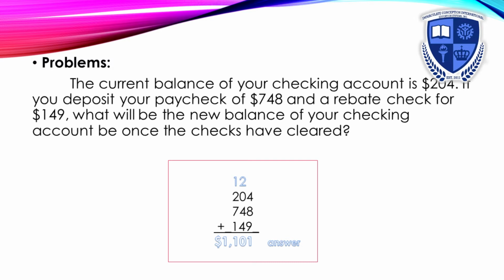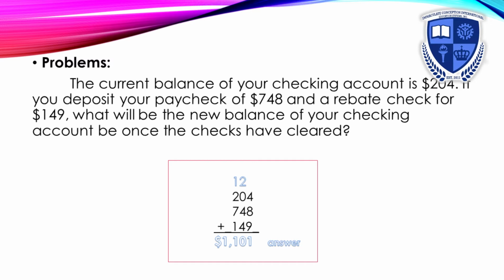As long as we line up the place values, we can add all three of these at the same time. We have 204, 748, and 149. And we follow the same procedures. We start with the ones column. 4 plus 8 plus 9 will be 21. So we will write down the 1 and carry the 2 into the tens column.